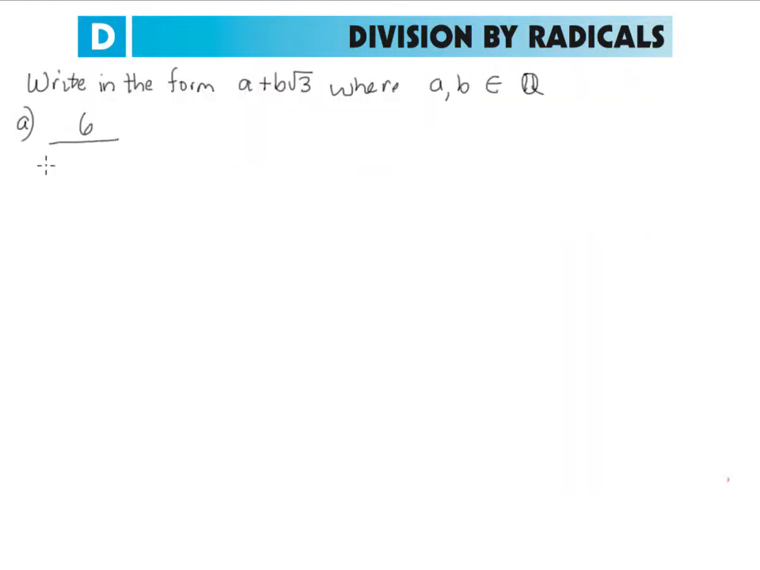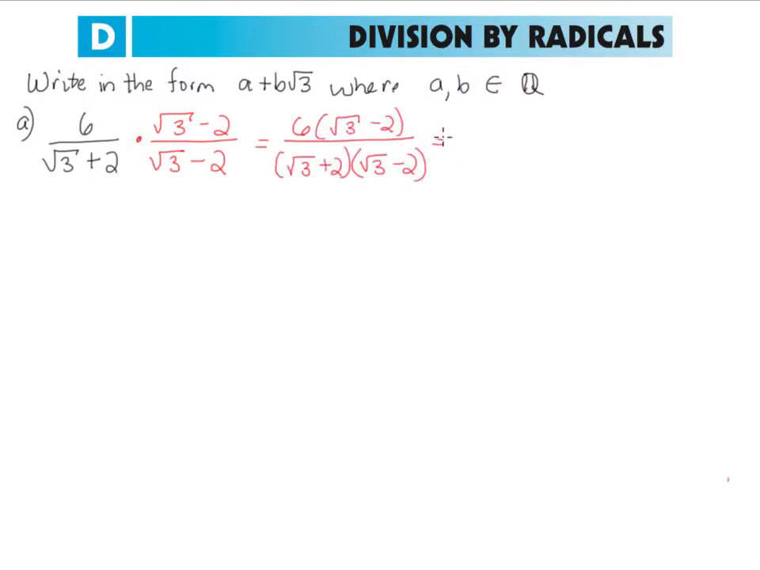For our next example, the instruction is going to be write in the form a plus b the square root of 3, where a and b are elements of the rational numbers. So we're going to start this out the same way. We need to rationalize the denominator by multiplying the top and bottom by the radical conjugate. In this case, that's going to be the square root of 3 minus 2. Multiplying straight across, on the top, we're going to use our distributive property, and we end up with 6 the square root of 3 minus 12. In the denominator, we have the difference of squares, so that's going to be 3 minus 4.